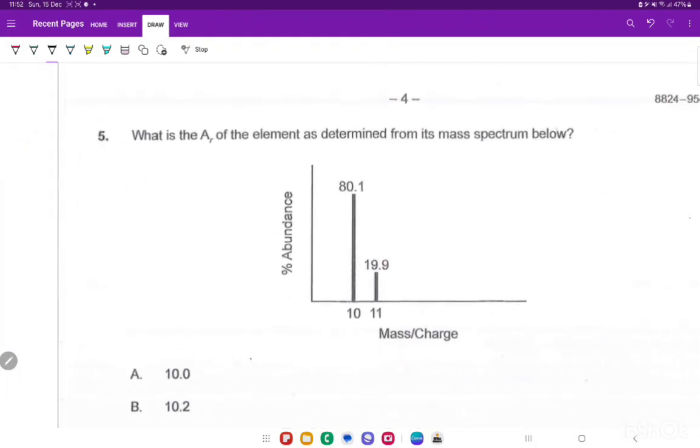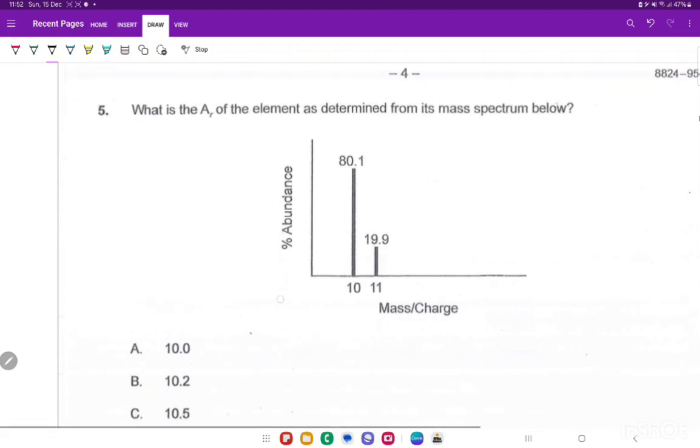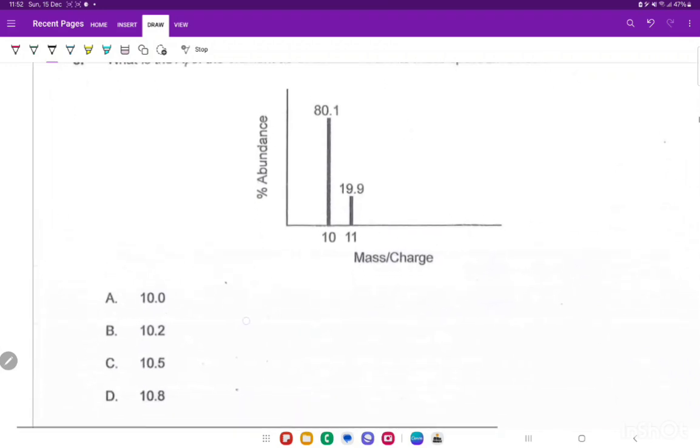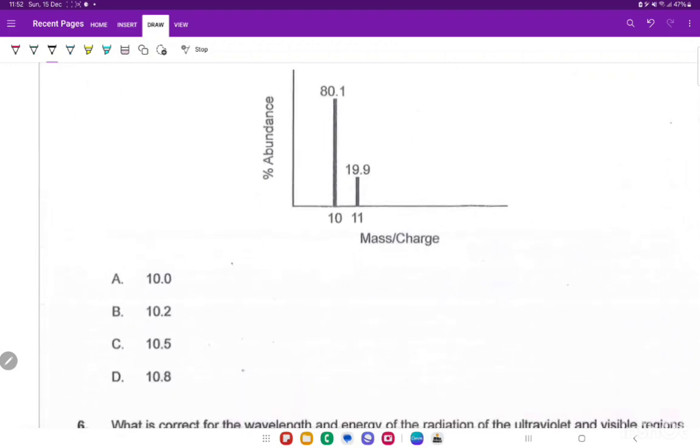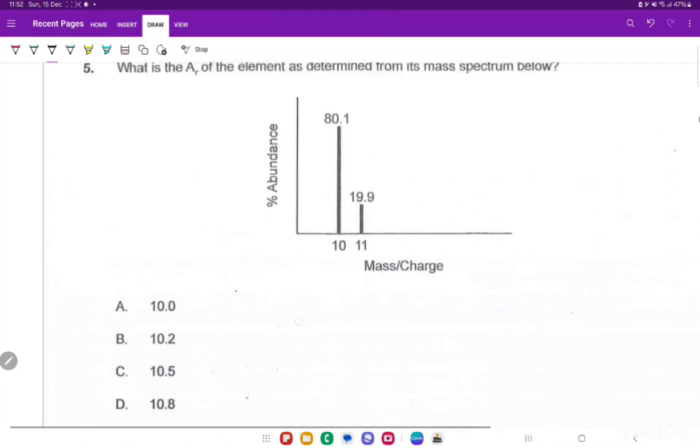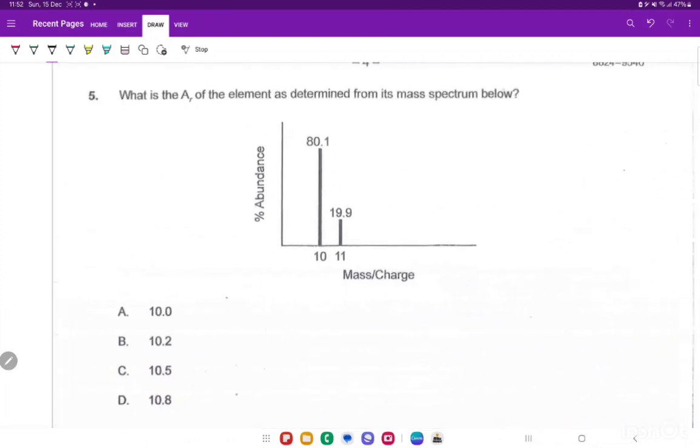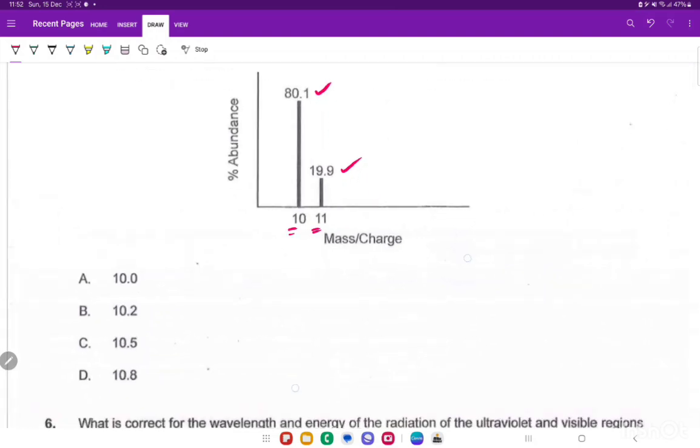What is the AR of the element determined from its mass spectrum below? He's asking the AR of this. Now, what is given to us? It is given 80.1% abundance and 19.9% abundance: 80.1 for 10 and 19.9 for 11.